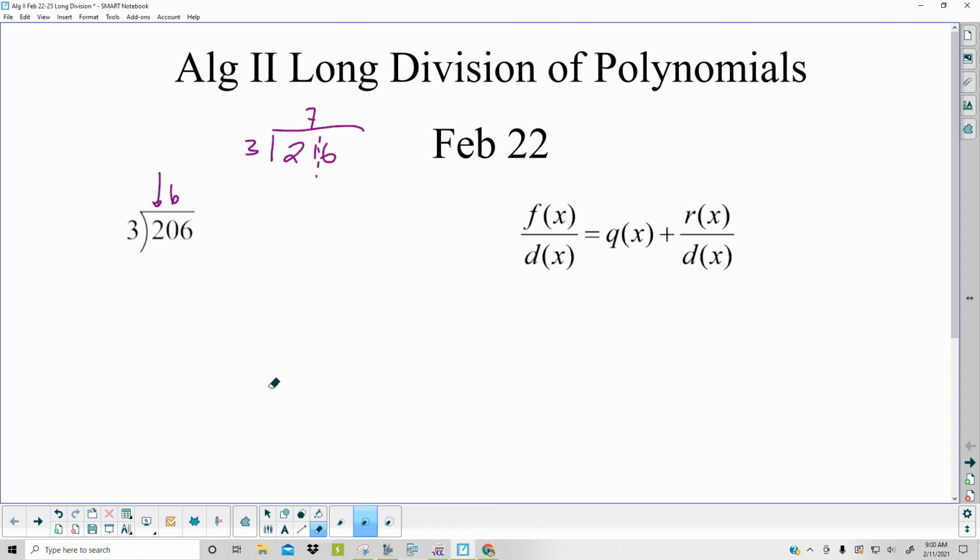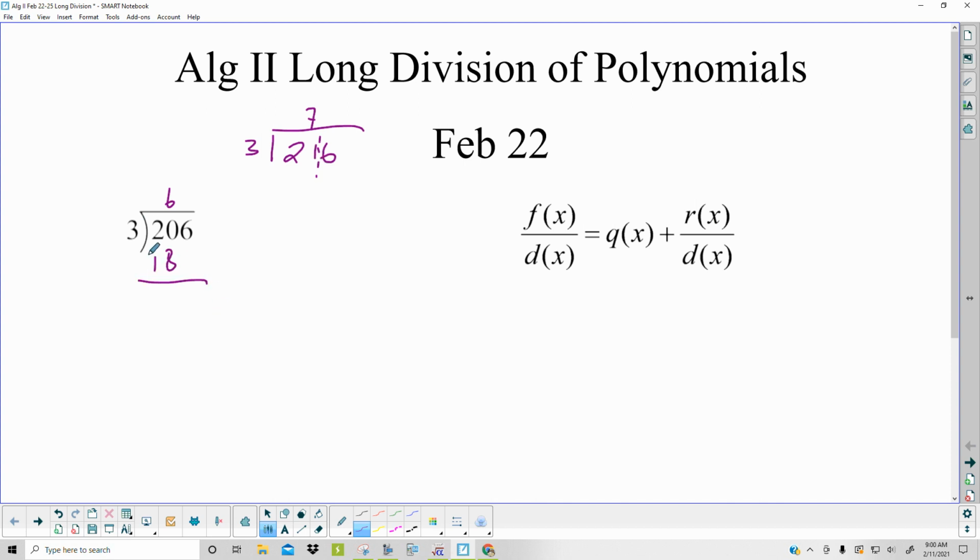That's what etiquette says you do. You should put it above the 0. If you put it above the 2, is it wrong? No, it's just not etiquette. Okay. And you go 6 times 3 is 18.